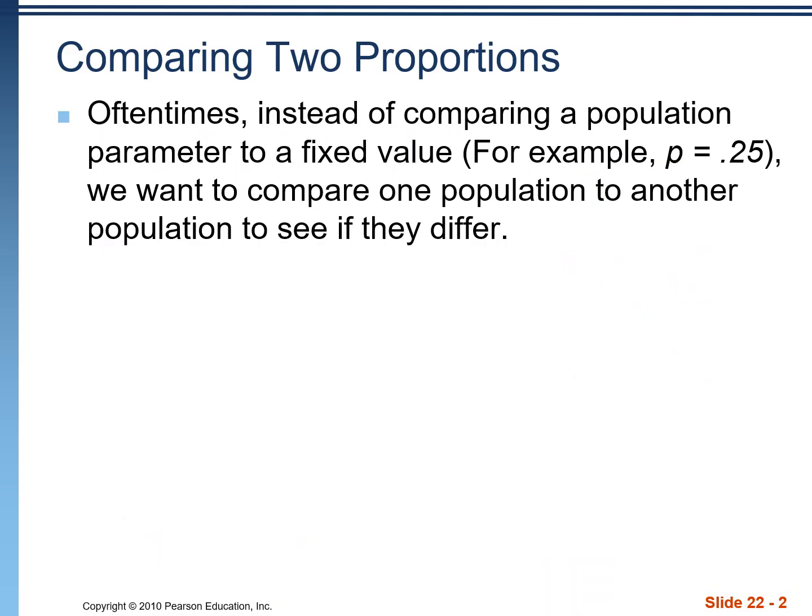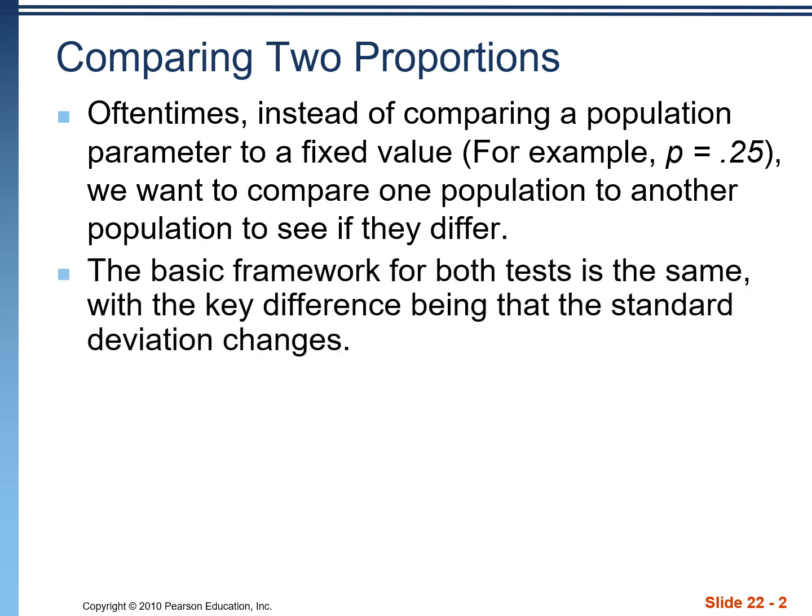So in this chapter, which is going to close out the 5th unit, we're going to focus on comparing two proportions because oftentimes when we have a population parameter, instead of comparing it to a fixed value like 25% or 1/6, we want to compare it to another population to see is it the same or is it different. So we're going to be doing confidence intervals, hypothesis tests, and the good news is that all of these tests are really similar with just minor differences. Mainly it's the standard deviation that changes.